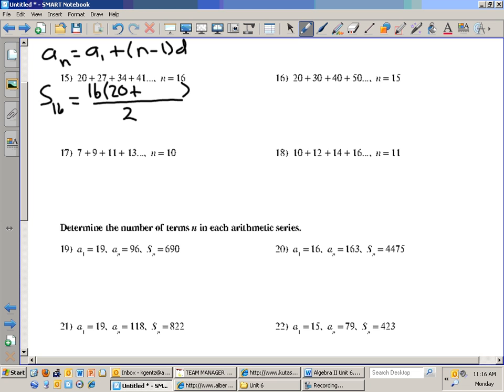So watch. A sub 16 is equal to, what is a sub 1? 20. Plus, what is n? 16 minus 1 is 15 times the difference. What's the difference each time? 7. So it looks like the a sub 16 term is 7 times 15. The difference between each term is 7. 7 times 15 is 105 plus 20. So now we can figure it out, right? That's all there is to it.